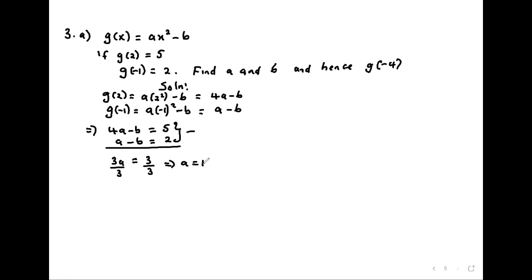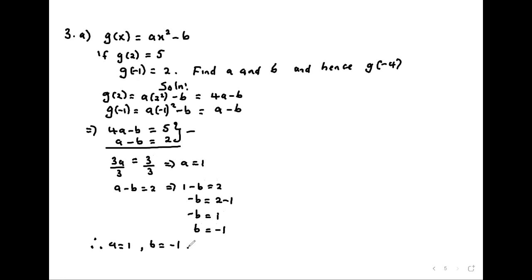Then we go back and get b. So a minus b is equal to 2. If a is 1, what will be b? It will be 2 minus 1. So negative b is 1. So b is negative 1. Therefore, a is 1, b is negative 1.